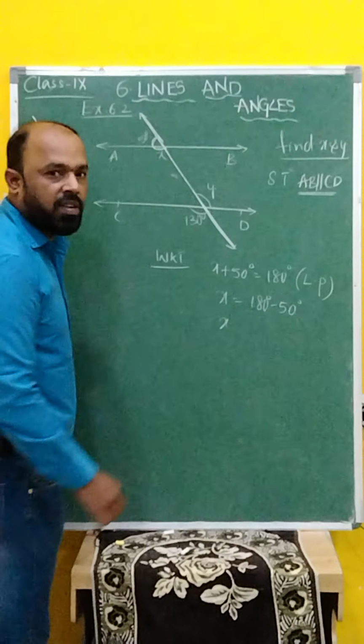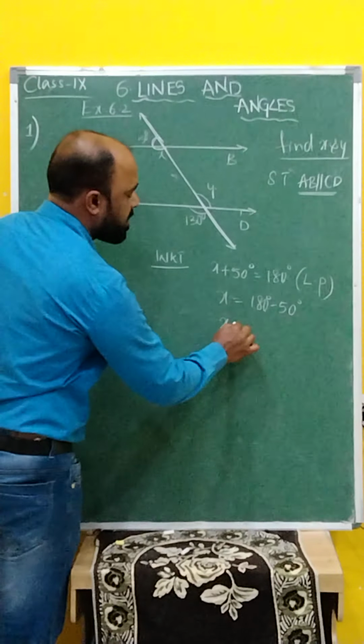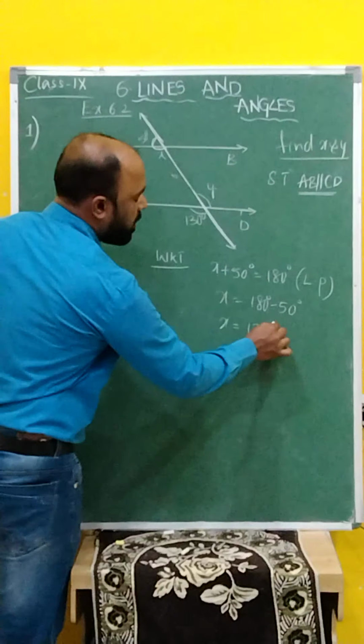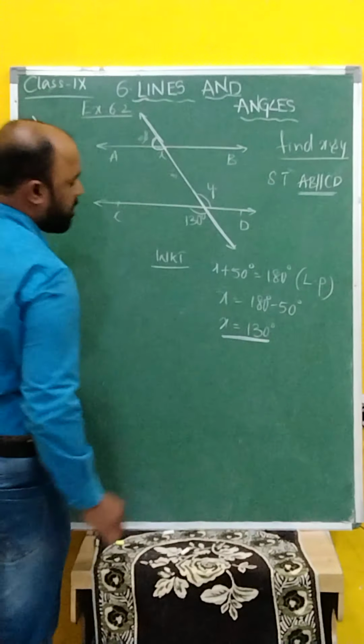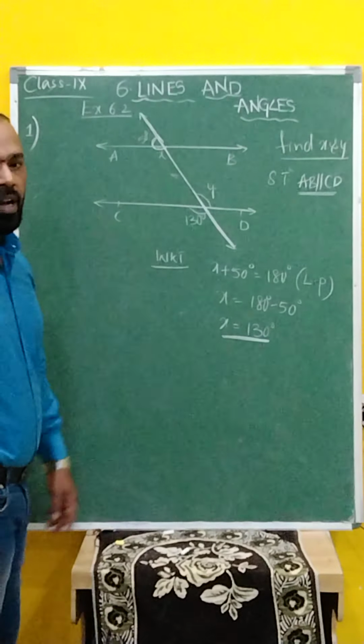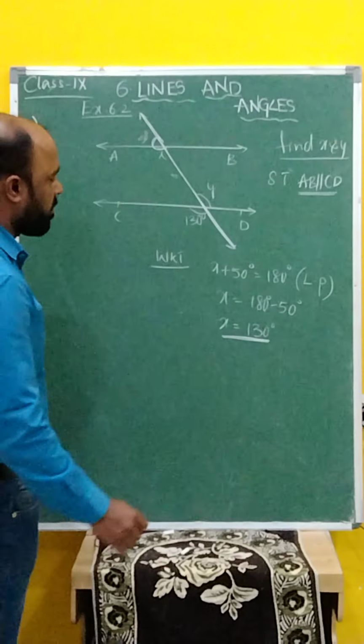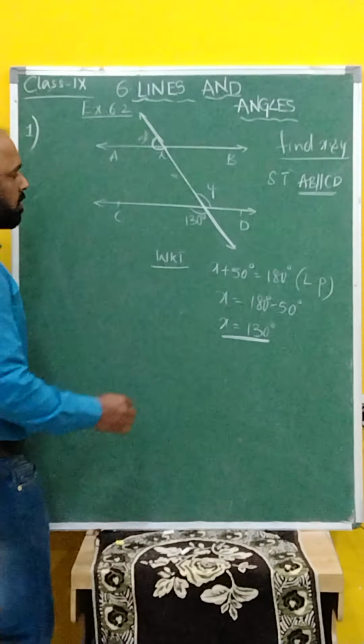Then 180 minus 50, what is the answer? It is 130 degrees. x is equal to 130. Clear children? Yes. Now y value we have to find. First x value we got. Now y value, find out.